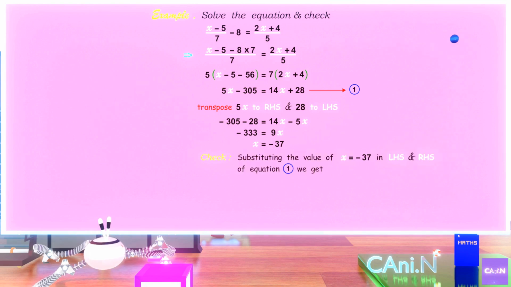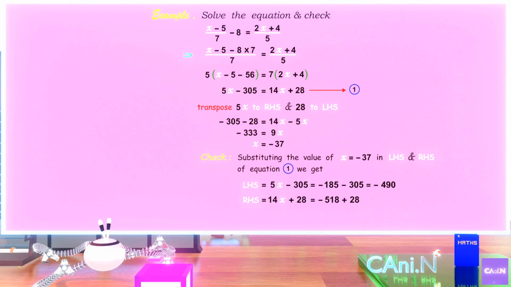Now, let us check. Substituting the value of x = -37 in LHS and RHS of equation 1, we get LHS = 5x - 305 = -185 - 305 = -490. RHS = 14x + 28 = -518 + 28 = -490. Therefore, LHS equals RHS.